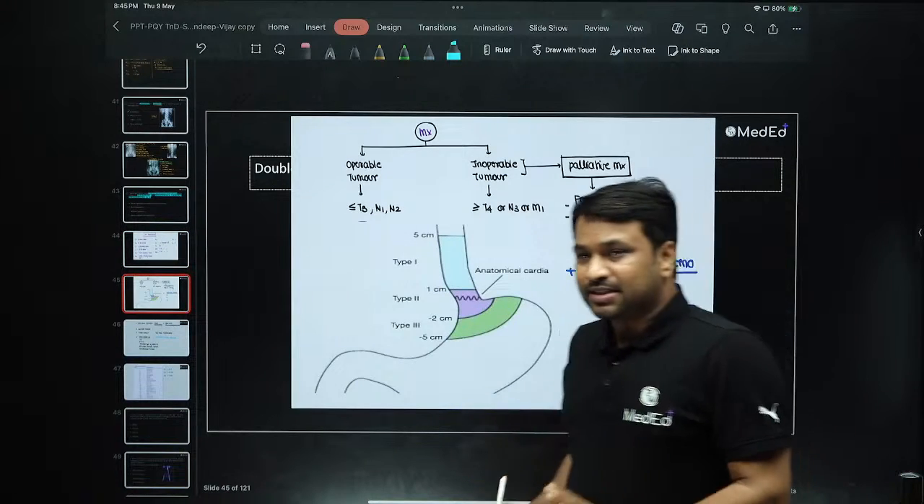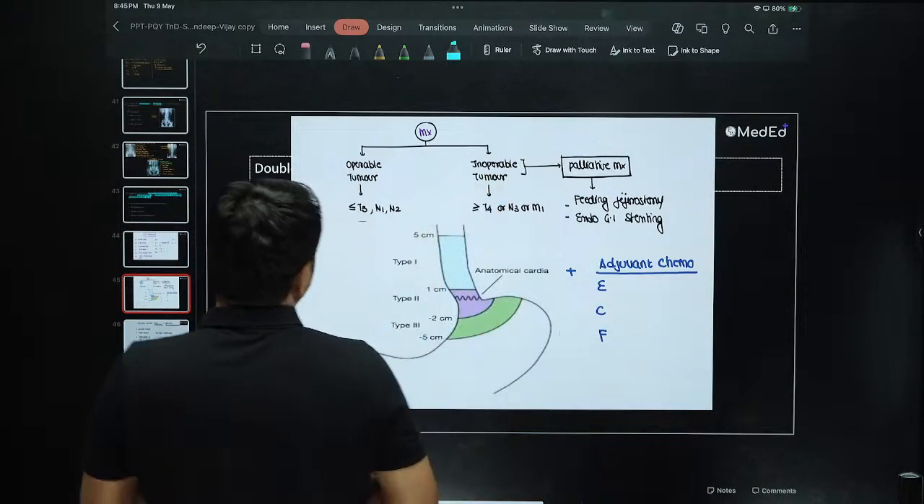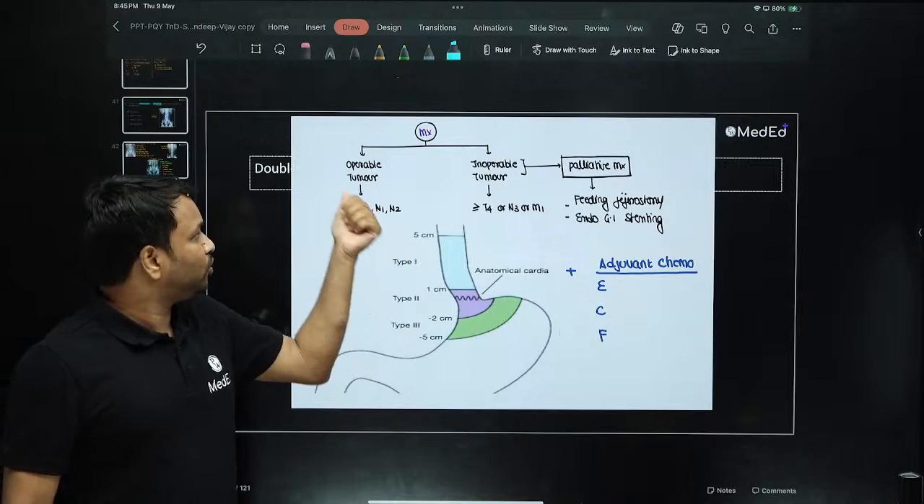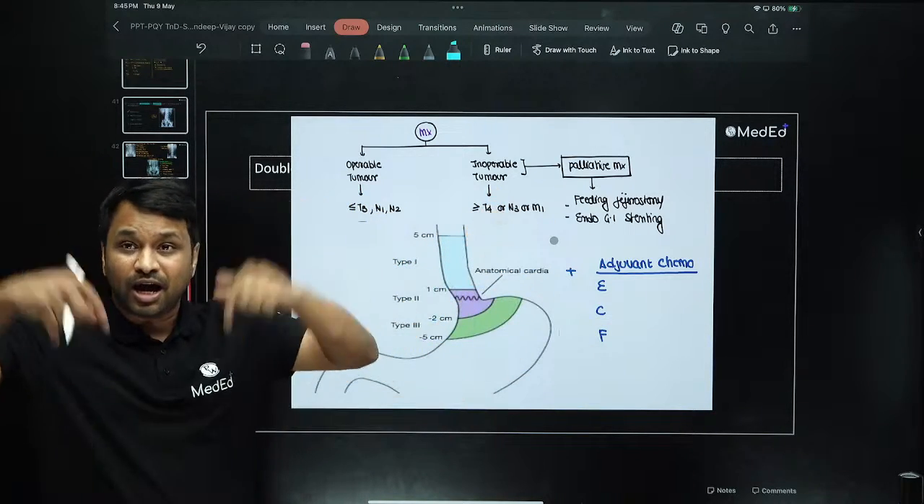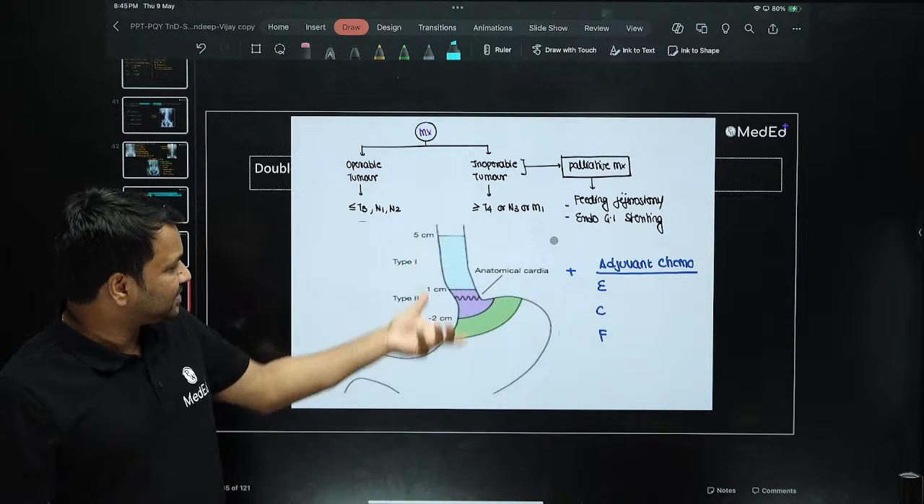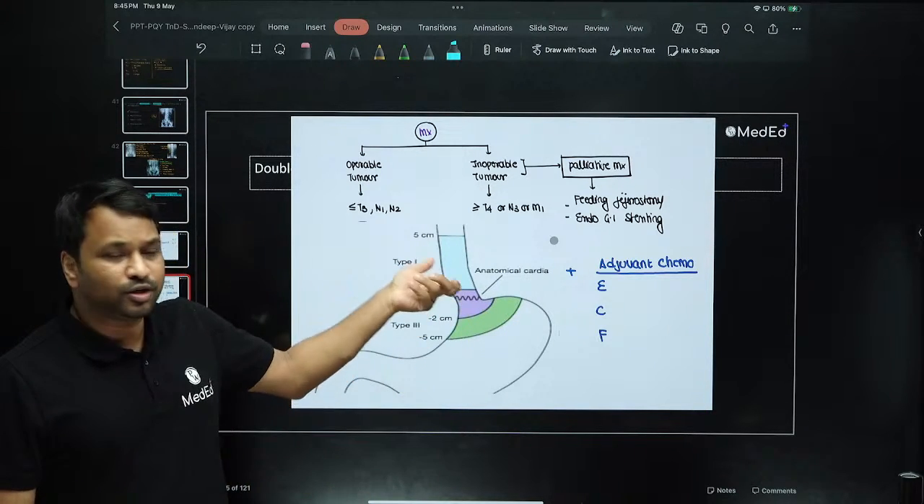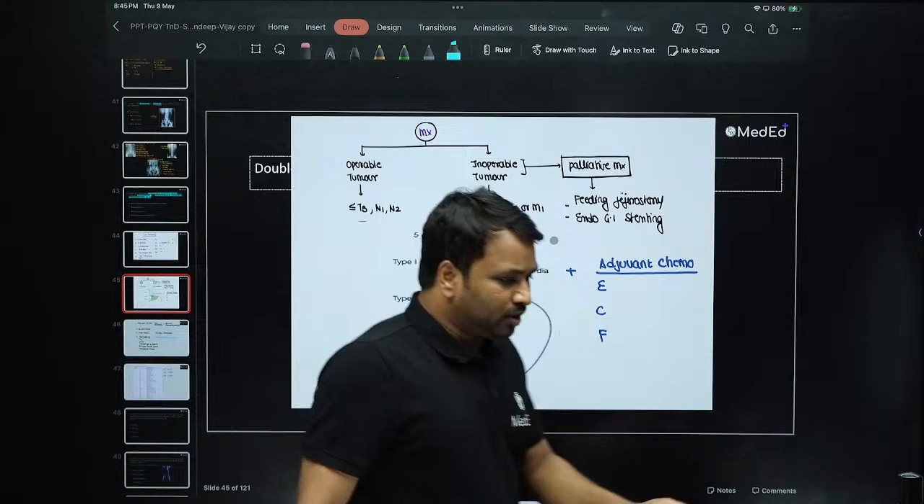Now, it's a simple context. We say operable or inoperable: tumors less than or equal to T3, N1, N2 are operable; more than or equal to T4, or N3, or M1 are inoperable. R-state is inoperable malignancies. This is your Siewert classification for your GE junction. Again, an important component for the exam.